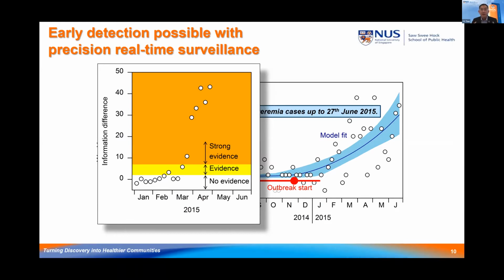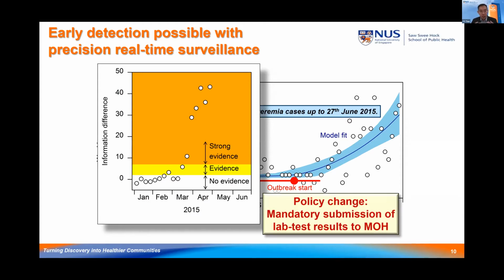And if we had a way of collating this data in a national framework, we would have caught the outbreak as early as 5 months before, in February, rather than in July. And that actually led to certain changes in the way we manage infectious disease lab data.